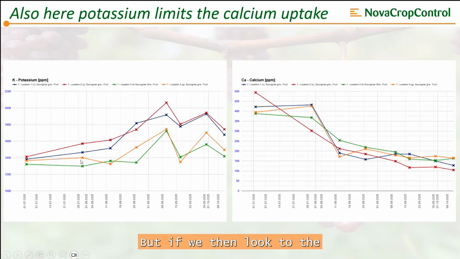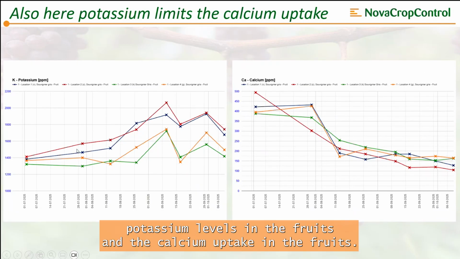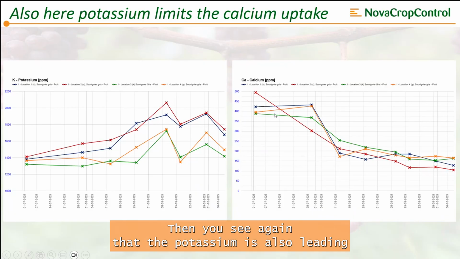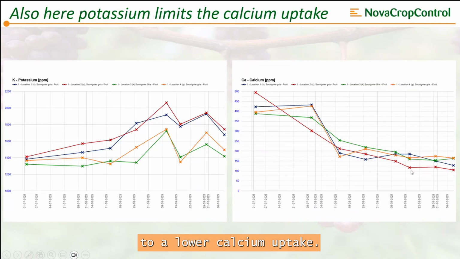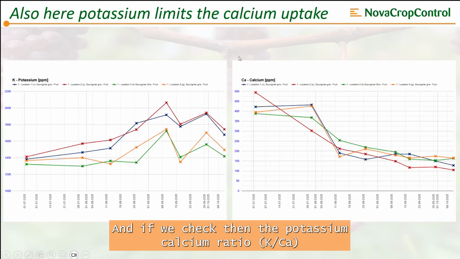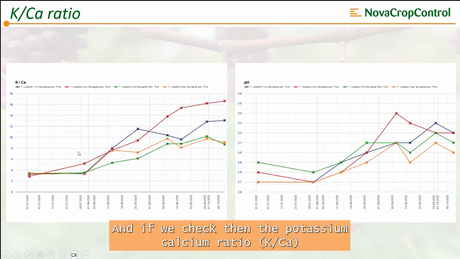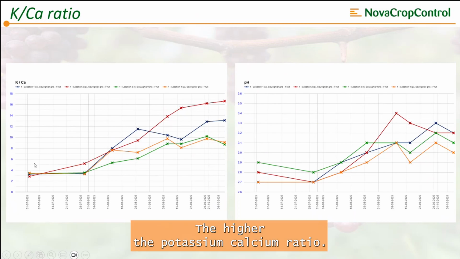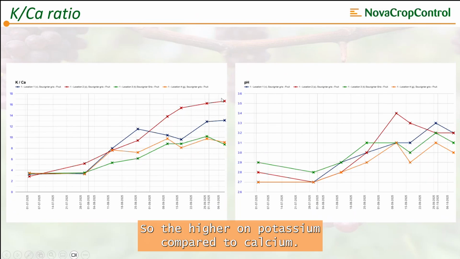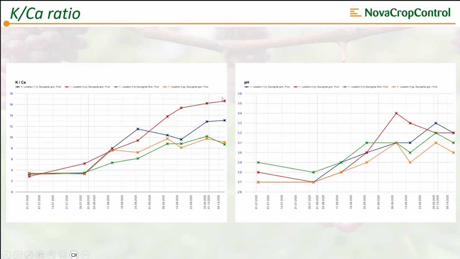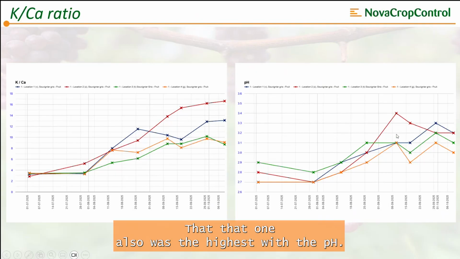But if we then look at the potassium levels in the fruits and the calcium uptake in the fruits, you see again that the potassium is also leading to a lower calcium uptake. And if we check the potassium calcium ratio, the higher the potassium calcium ratio, so the higher the potassium compared to calcium, that one also was the highest with the pH.